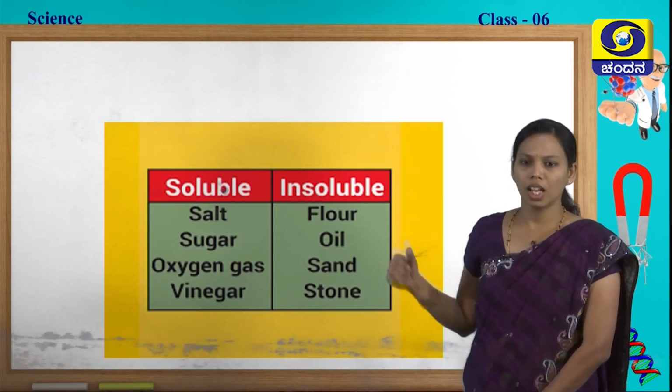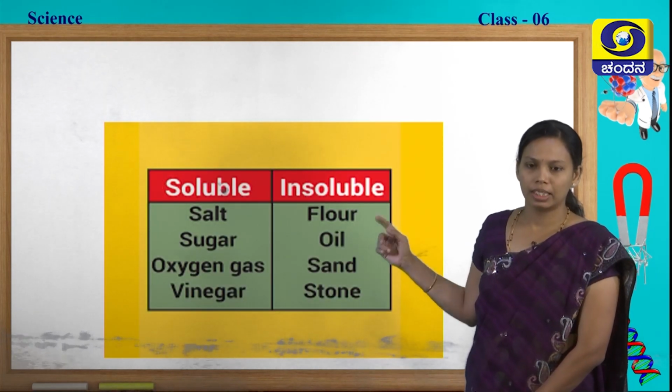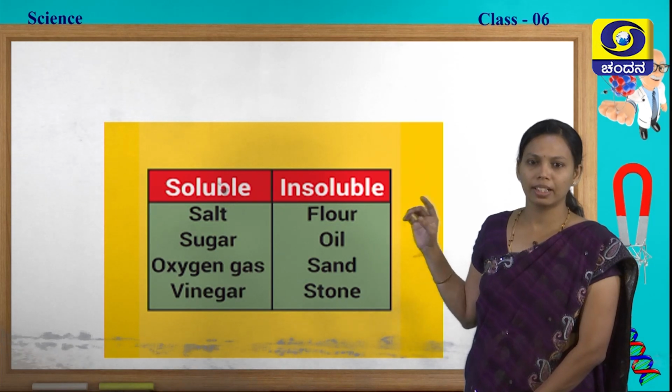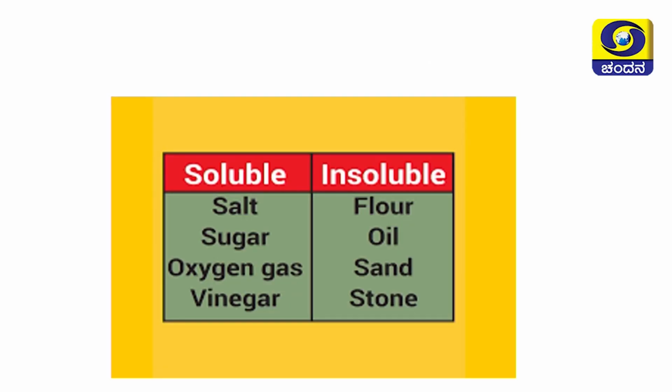We shall see that. Look at the table. They have given one table. In that, the substances which dissolve in water are known as soluble substances, whereas the substances which do not dissolve in water are known as insoluble in water. Look at the table. Salt, sugar, oxygen gas, vinegar, all these are known as soluble substances.